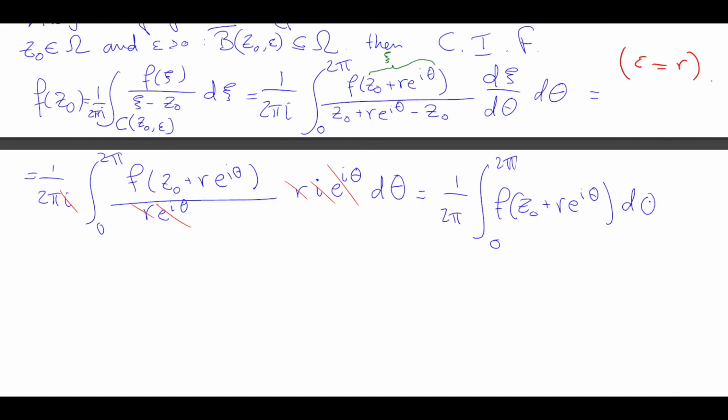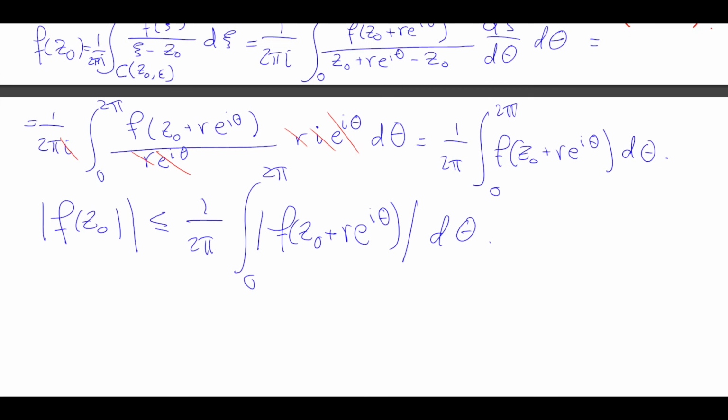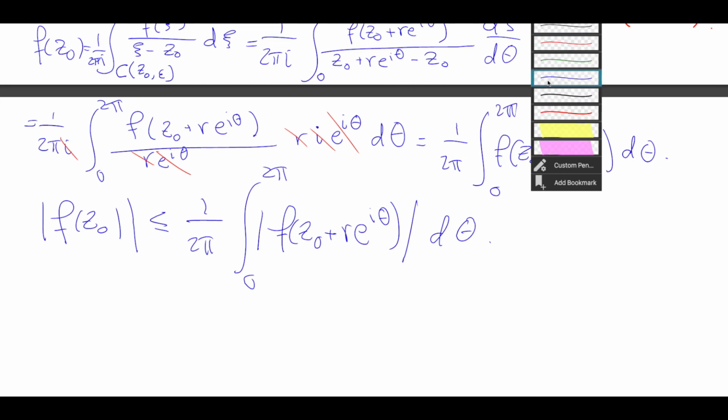d theta, right? So what we get here is that immediately, by just the triangle inequality, f of z0 is smaller or equal to 1 over 2 pi, an integral over the reals, 0 to pi, of the absolute value of f of z0 plus r e to the I theta, d theta. Just looking at this formula, we get everything we could possibly need.